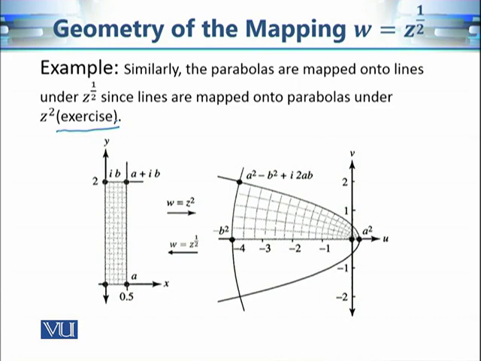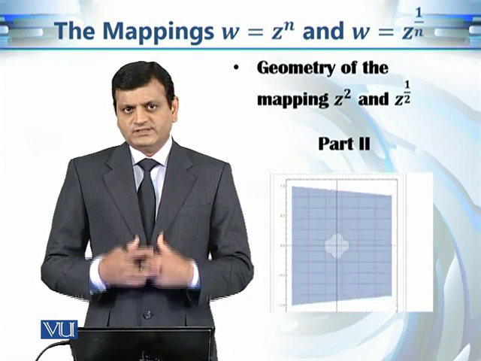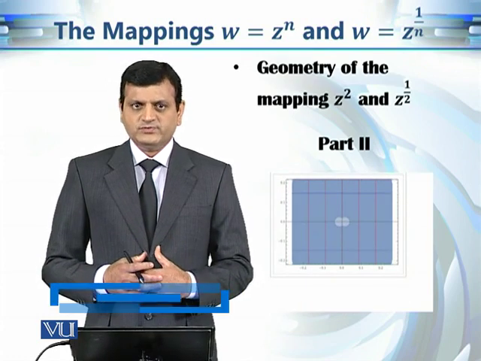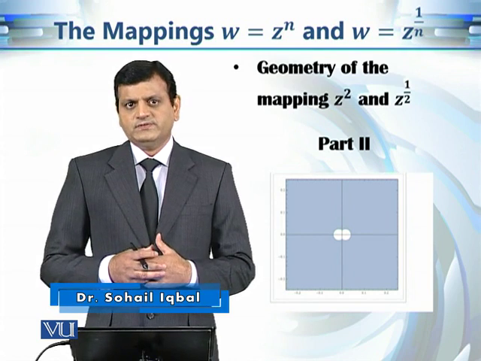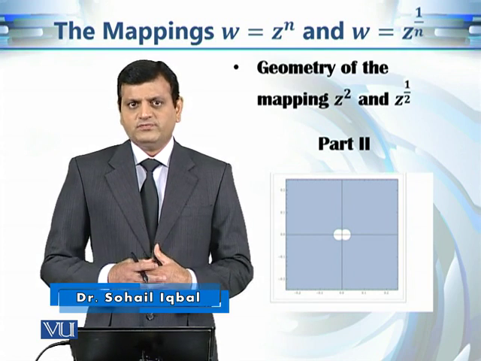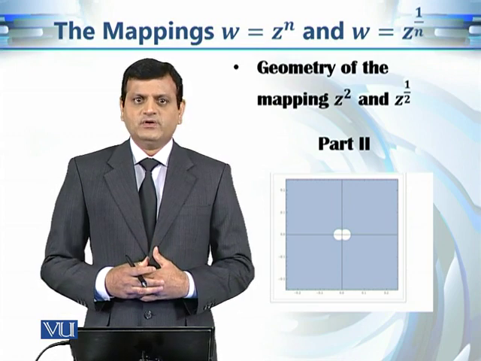So this is the end of our discussion on the geometry of z square and z raised to power 1 by 2 functions. We will continue our discussion in part 3, where we will study the geometry of more general functions, which are z raised to power n and z raised to power 1 over n.